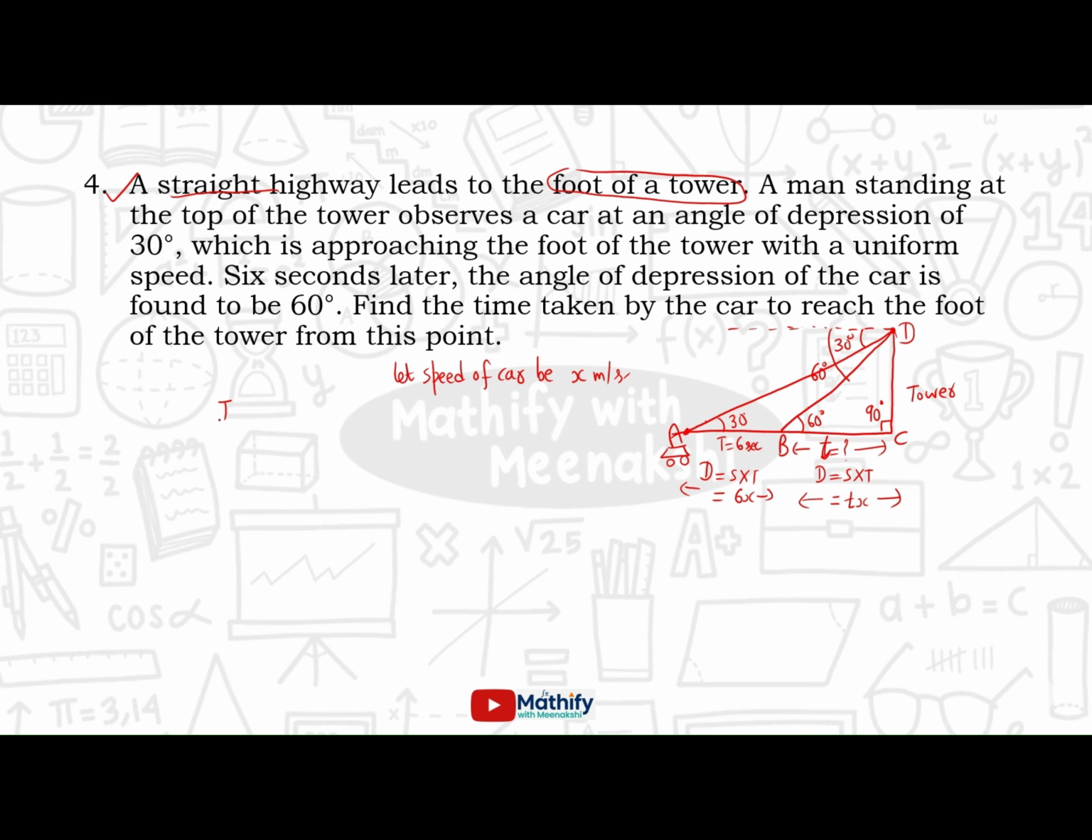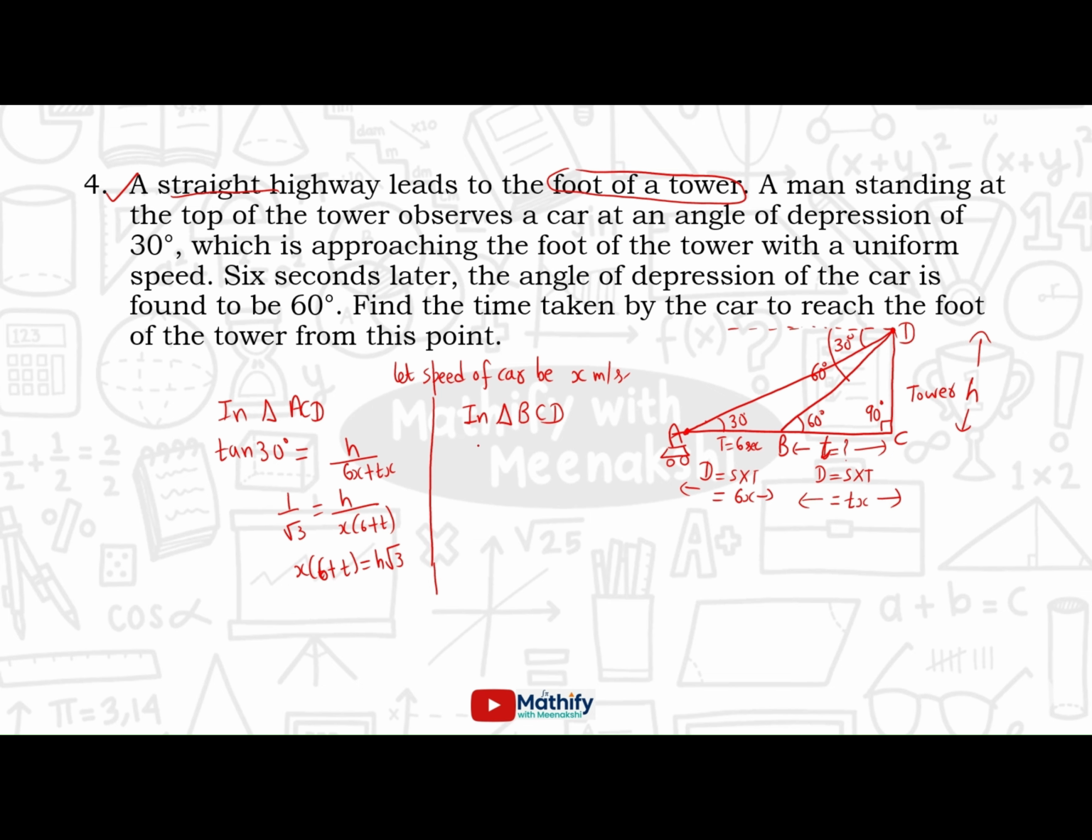Now we can choose two triangles, one for 30 degrees. So I'm selecting ACD, and one for 60 degrees. That is BCD. Here, tan 30 degrees is equal to the height of the tower that we don't know. So let's write that as h by your base, the full base you will take. That is 6x plus tx. Now what is your tan 30? That is 1 by root 3. You will take x common. That is 6 plus t. If you do cross multiplication, you will get x into 6 plus t is equal to h root 3.